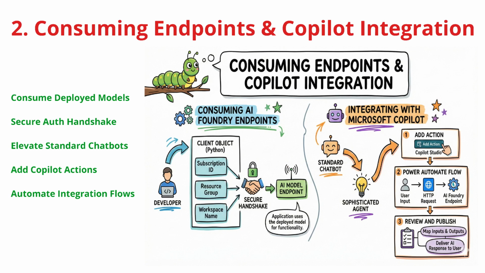On the right, we see a powerful way to leverage this, integrating with Microsoft Copilot. This process transforms a standard chatbot into a sophisticated, intelligent agent. It involves a clear three-step path within Copilot Studio. First, you add action. Next, you create a Power Automate flow that takes user input and routes it via an HTTP request to your AI endpoint. Finally, you review and map the inputs and outputs, ensuring the Copilot knows exactly how to deliver the AI's smart response back to the user.